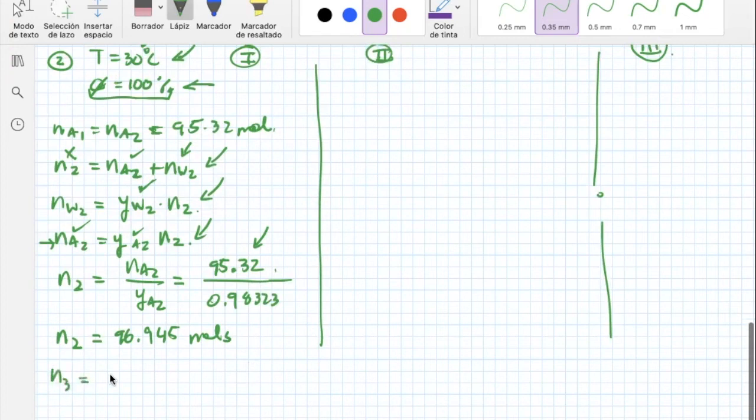Therefore, I know that N3, by using the global molar balance, okay, I know that this is N1 minus N2. Therefore, this one, N3, is the amount of moles of water that are going through stream 3. Therefore, this is 100 minus 96.95. Therefore, I have for this one that N3 equals 3.054 moles. Okay, so those are the moles that I have.